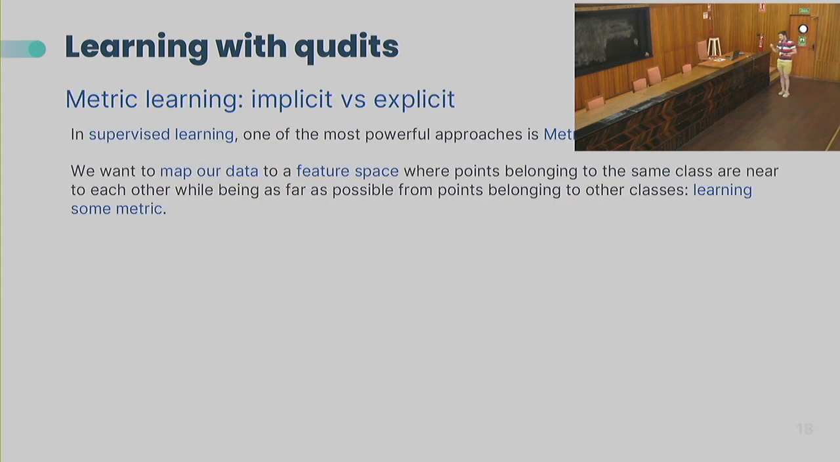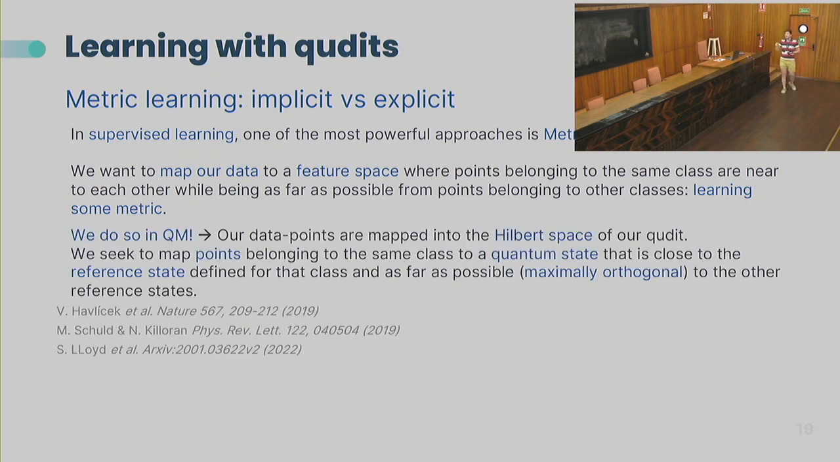Now, talking more about what we are going to learn, we are going to work in the metric learning framework, which is one of the most powerful approaches in supervised learning. We want to map our data to a feature space that is going to be the Hilbert space of our Qudit. We want points that belong to the same class to be close to each other, whereas they are as far as possible from points of other classes. So the model is learning some metric that is able to cluster points together if they are in the same class and far away from all the other classes. In quantum mechanics with this approach, our classical data points are mapped into the Hilbert space of our qubit. So the feature space is the Hilbert space itself.